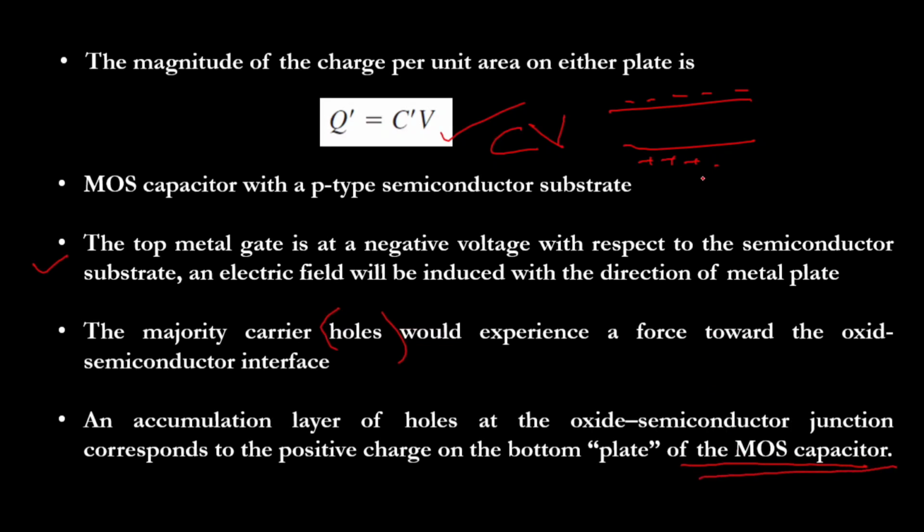So that is actually the MOS capacitor, because two opposite charges are accumulated on either side, and the plates are kept a small distance d apart. That is the basic explanation of the MOS capacitor.